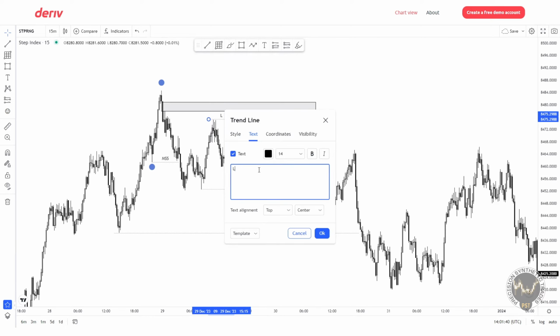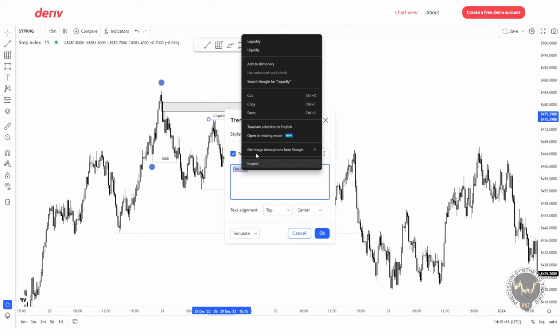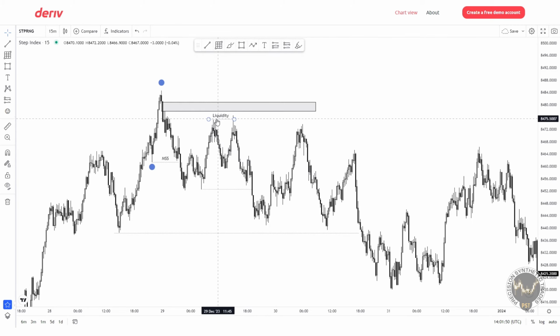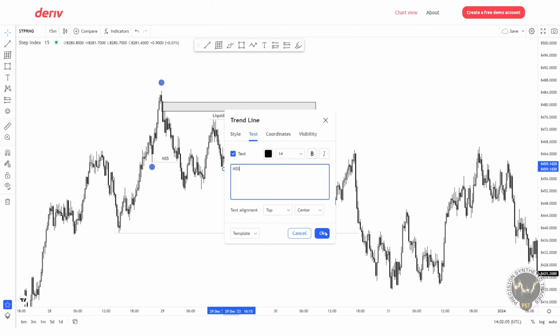that's indicating it was liquidity that was grabbed. So liquidity was taken. Now we had a market structure shift because this low took out that high. So I'm identifying this as a market structure shift.